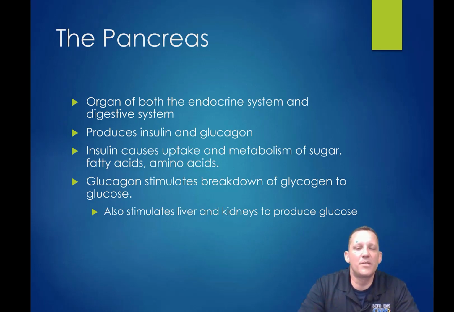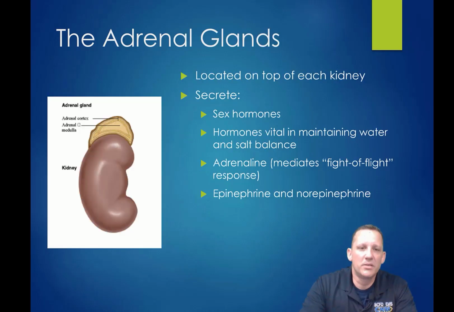Glucagon stimulates the breakdown of glycogen into its glucose form, and it stimulates the liver and the kidneys to produce glucose as well. The adrenal glands, right, adrenal, which means that it's sitting over the top of the kidney, renal being the root word for kidney, secrete sex hormones and hormones in maintaining water and salt balance. The adrenal cortex mediates the fight or flight response, right? It's adrenaline, right? So if you're looking at that, adrenal, adrenaline, epi and norepi, both being a derivative or another version of adrenaline.